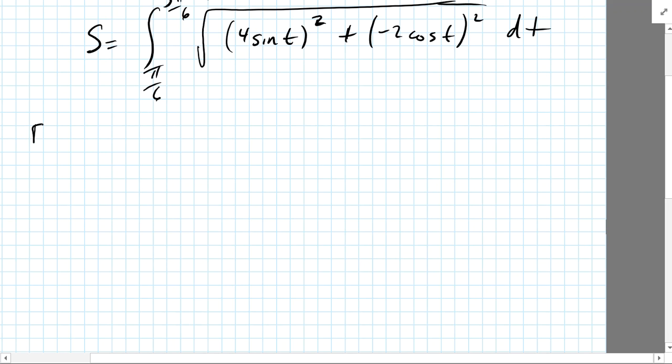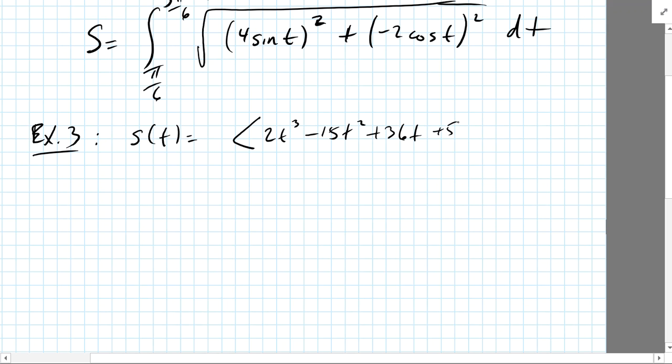Then we have another kind of problem. Example 3. What if instead I give you the position vector, and I give you that x is 2t cubed minus 15t squared plus 36t plus 5. The y component is t cubed minus 3t squared plus 1, and it's meters. I was in a metric mood that day. I'm just making up units. And my time is greater than or equal to 0 seconds.